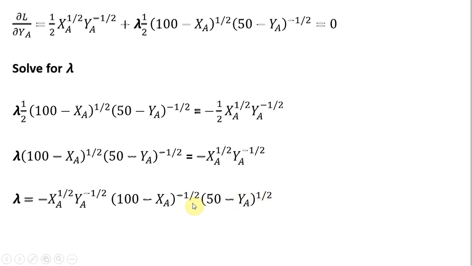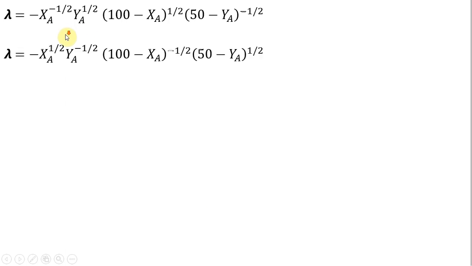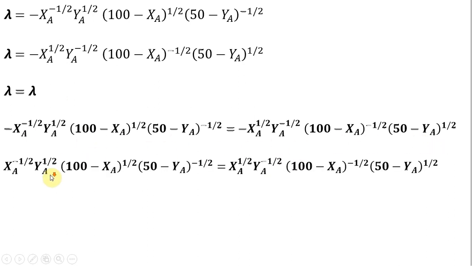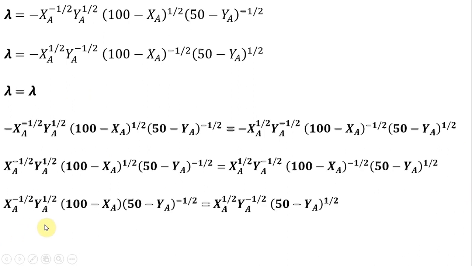Dividing everything through by that, we'll get this 50 minus Y subscript A to the 1/2 power to appear on the right-hand side. Our next step is to take these two lambda equations and set them equal to one another. So doing that, first thing I'll recognize are the minus and minus. That will cancel, leaving us with this. The next thing I do here is on the right-hand side, I am going to divide through by 100 minus X subscript A raised to the minus 1/2 power. So that'll disappear on the right-hand side, and then on the left-hand side, that'll simplify to 100 minus X subscript A here.